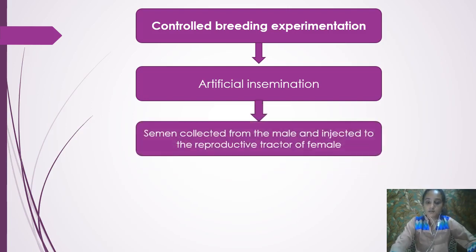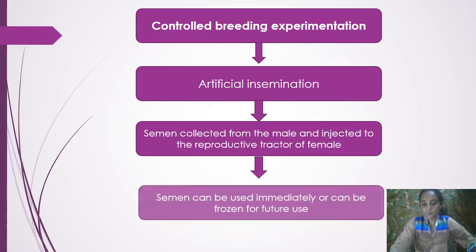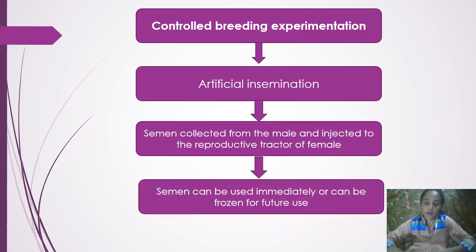So artificial insemination: we are collecting the semen of the male and injecting it into the reproductive tract of the female. And this semen can either be used immediately for that purpose, or it can be stored, frozen for future use.